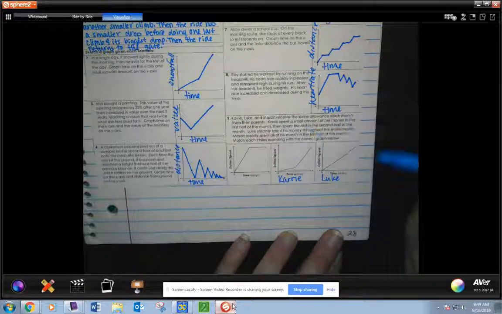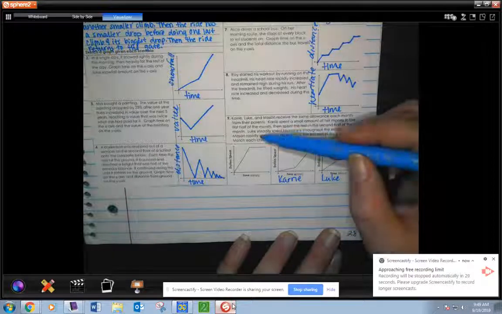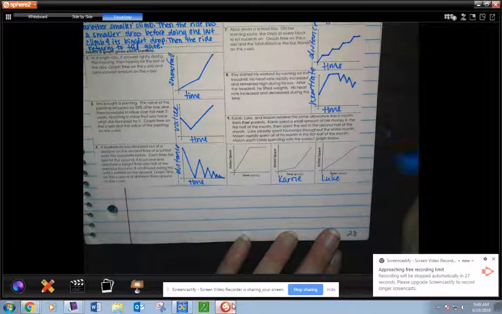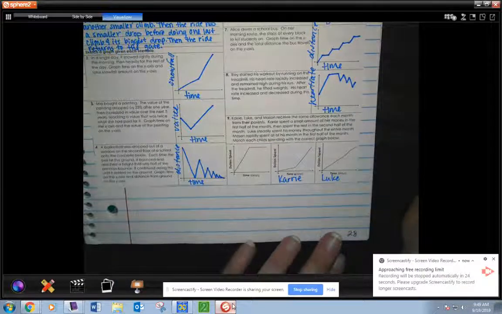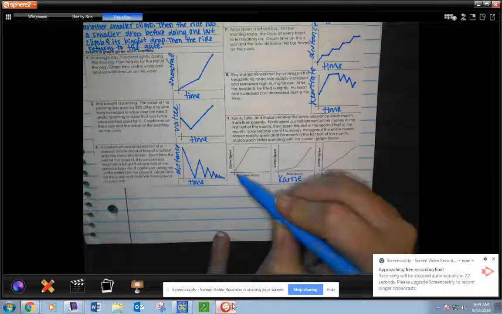And then let's just check to make sure we have it right. It says Mason rapidly spent all of his money at the first of the month, and so he had no more money left to spend. So he spends it all, nothing left to spend. So this is Mason.